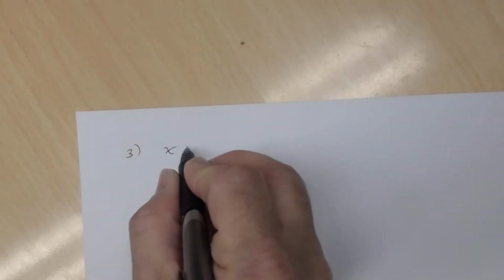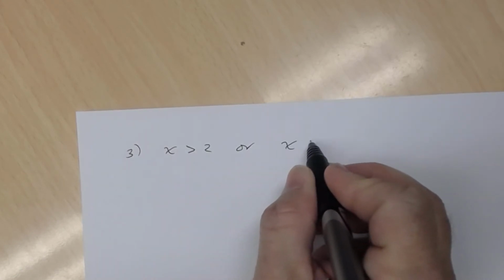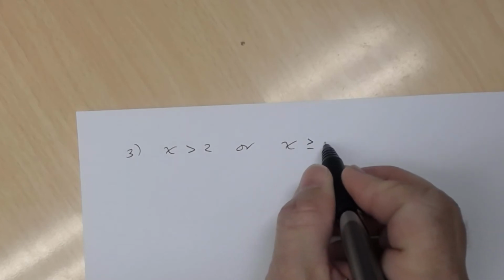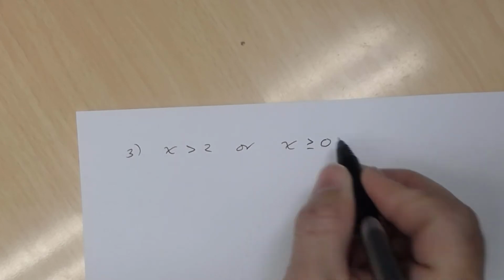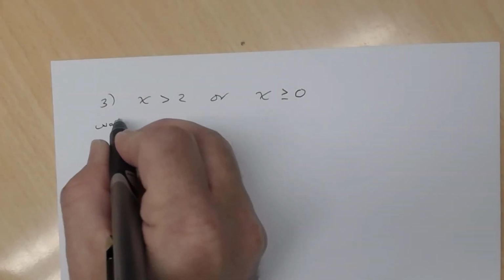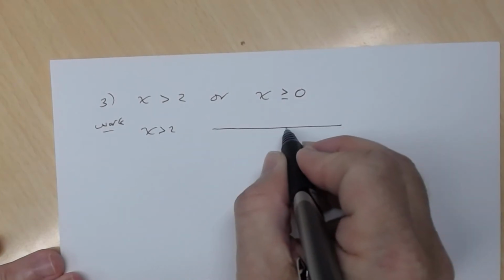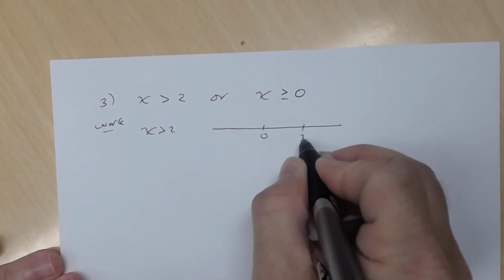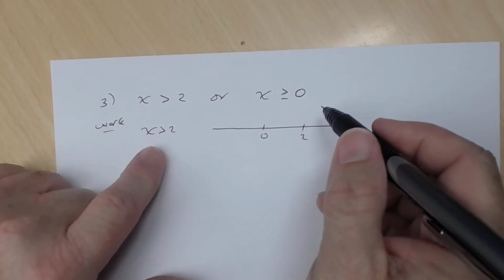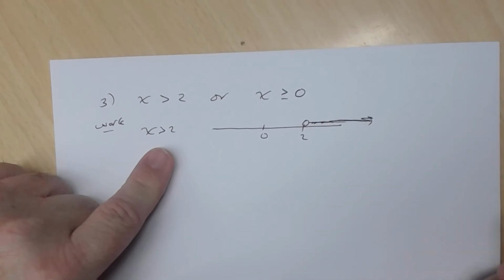Okay, number 3, suppose you had x is greater than 2 or x is greater than or equal to 0. So x is greater than 2 or x is greater than or equal to 0. All right, so again, your work. Graph each one individually. So here's 0, here's 2. Since 2 is not a solution, we're going to put an open circle, and I want to shade in all the real numbers greater than 2.